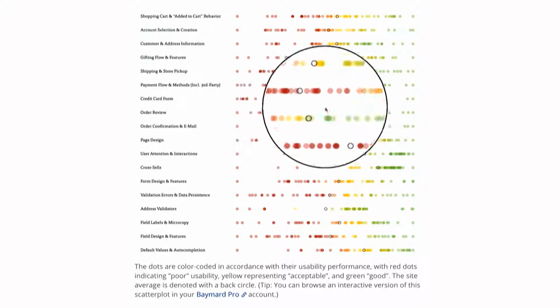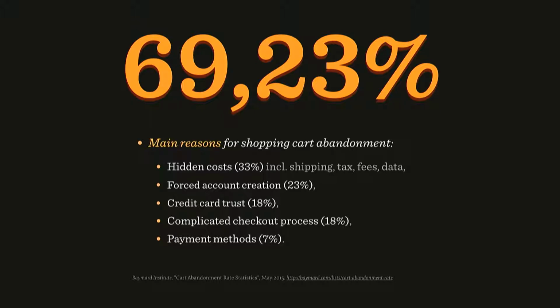Surprisingly, most companies don't do it, because if we look into an average, the average being this black dot here, this average that we have in the industry across all the different usability touch points, like cross-selling and page design and checkout experience, we'll find out that most of the time, these top 100 retailers in the world are average at best. Which is, again, where our opportunity is. So if we want to tackle it, we need to figure out how to deal with those five things: hidden costs, forced account creation, credit card trust, complicated checkout process, and the payment methods.